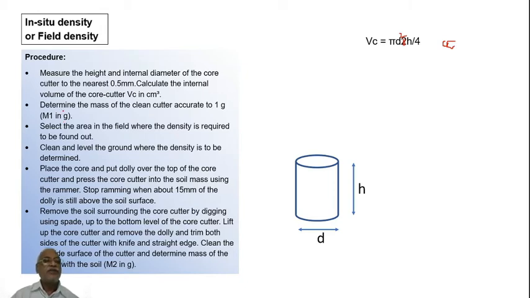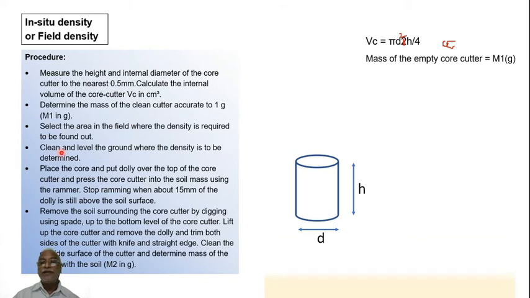Next is determine the mass of the clean cutter accurate to 1 gram. It means you have to take this particular core, put it on the balance and find out its mass. We call that M1. So the mass of the empty core cutter is equal to M1 grams. In grams we'll be measuring.